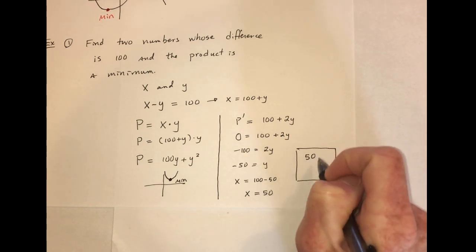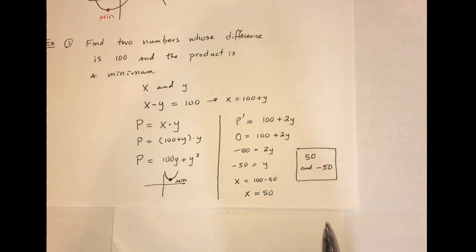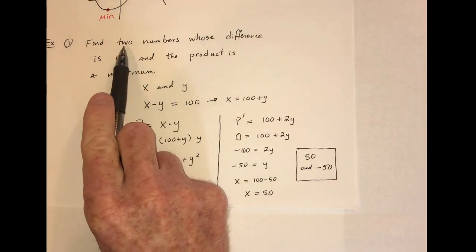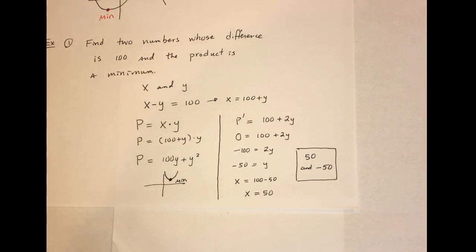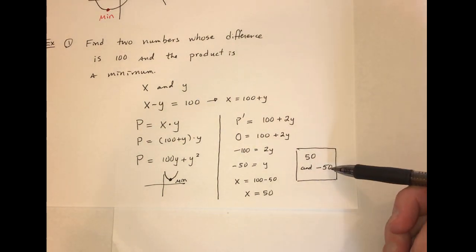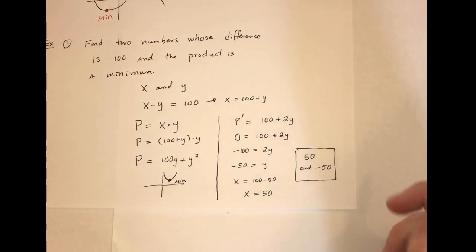So the answer is 50 and negative 50. In here it just said find two numbers. It didn't say that they have to be positive, it didn't say they have to be negative. So one's positive and one's negative. If you subtract these two numbers, that's going to be 100. And if you multiply them, that's going to be negative 2500. That is pretty small. Negative 2500, that's the minimum. All right, then let's go on to example number 2.